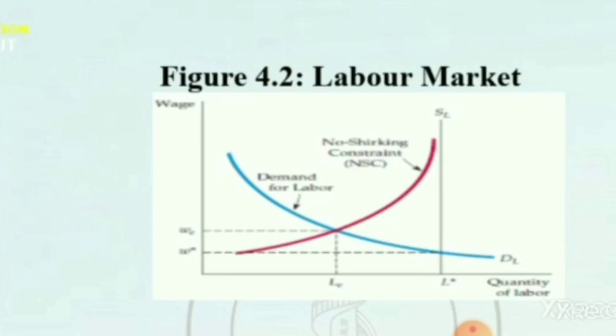But at the equilibrium level, the market demand for labor is equal to the supply of labor. Here, when the red line crosses the blue line, WE happens, that is the equilibrium situation, but there are unemployed. It's not a full employment situation. There are many people. That means how much unemployment will be here? As we know, the difference between LE and L star. From LE to L star, that amount of laborers are not employed at the point of WE.